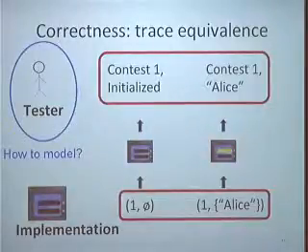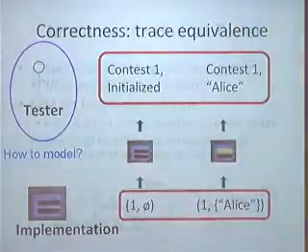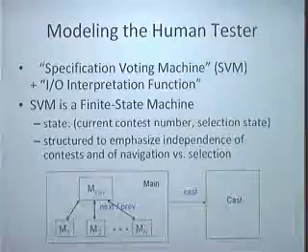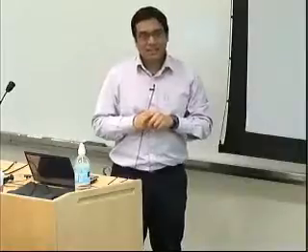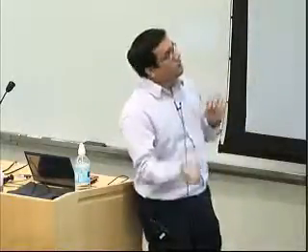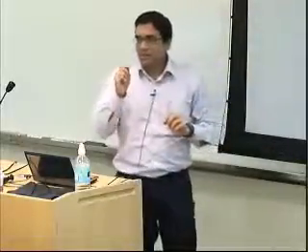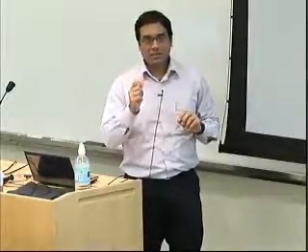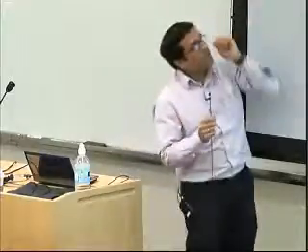So we assume that we have this model of a human voter. So how do we construct this model? The way we do it in our work is we separate out the perception part from the internal working. We assume that each voter has a state machine in their head which models the voting process. That's something we call the specification voting machine. And furthermore, each voter has a function that allows them to interpret the touchscreen display. So let's first look at the specification voting machine.